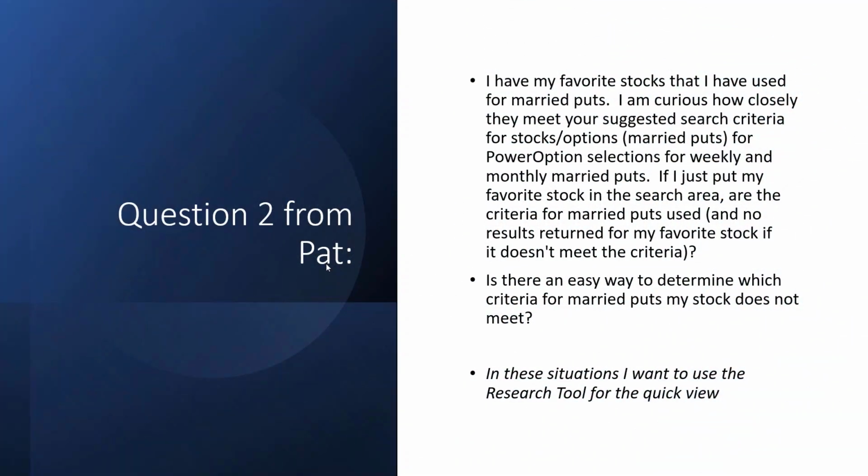So Pat says, I have my favorite stocks that I've used for married put trades. I'm curious how closely they meet your suggested search criteria for stocks or options using the PowerOptions selections for weekly and monthly married puts. So in the search tool, using the default searches, our preferred married put structure is the radioactive trading technique using puts that are 5 or 6 months out in time to keep the risk to single digits. But we also have default screens if you just want to use monthly protection, weekly protection, depending on what your strategy is, weekly collar spread positions also. So that's what he's talking about.